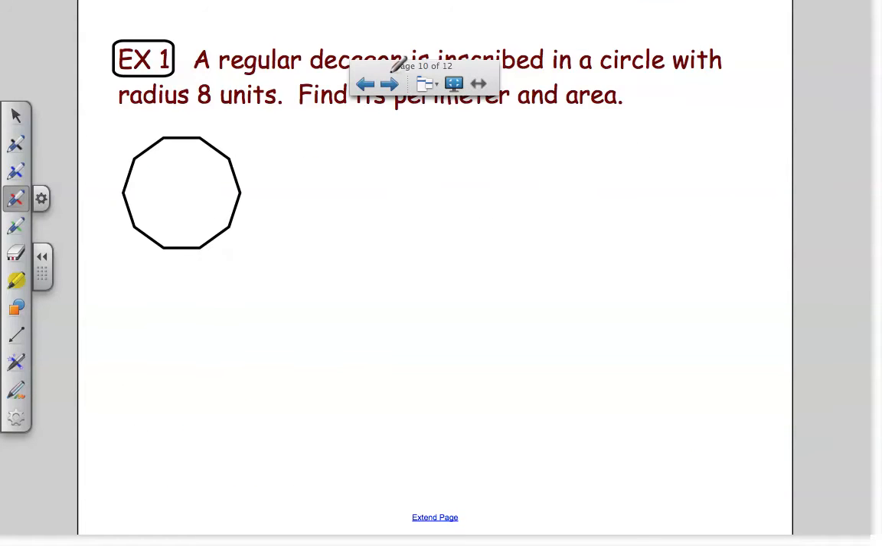Let's combine trig and special right triangles to try to find area of some regular polygons today. So a regular decagon is inscribed in a circle. So picture a circle going around that, in a circle with radius 8 units. Okay, so the circle going around this decagon has radius 8. It's a decagon, so it does have 10 sides, if you notice. I need to find the perimeter and area of this decagon.